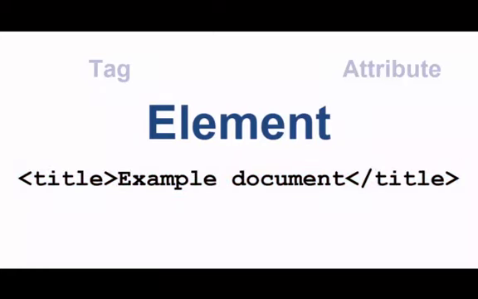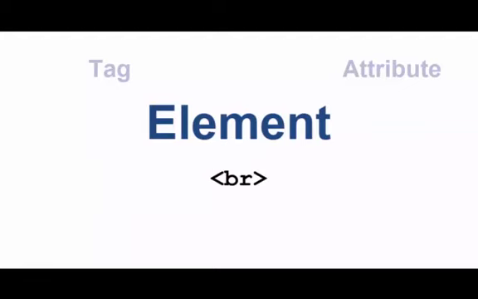Most of the elements in HTML5 are made up of start and end tags with content in between. However, there are some elements that only have a start tag. Here's an example. This is a br element, which represents a line break. It doesn't have an end tag or any content. It only has a start tag.